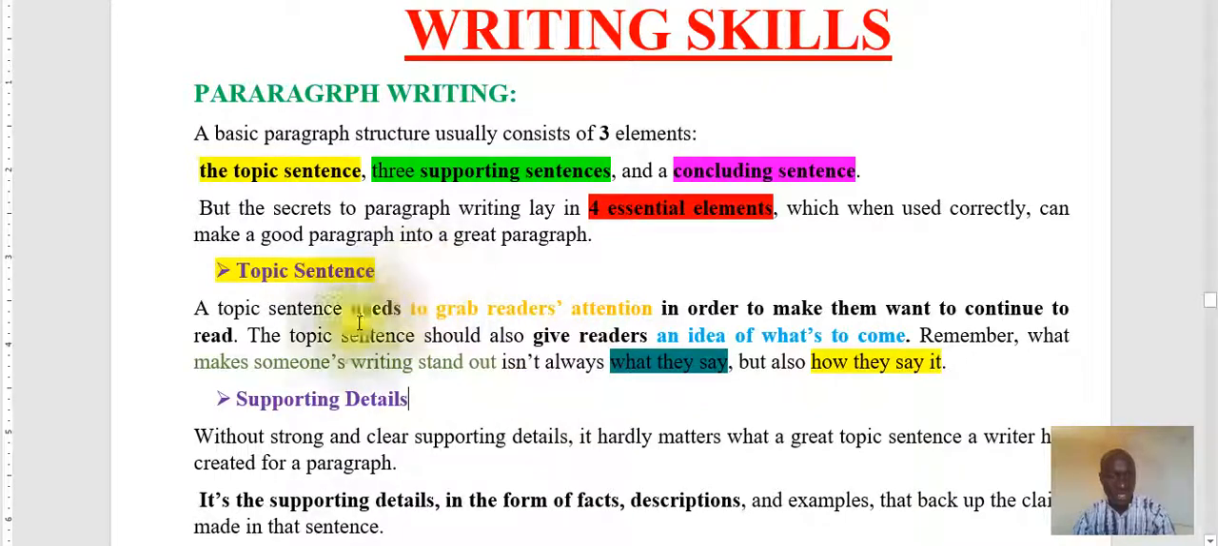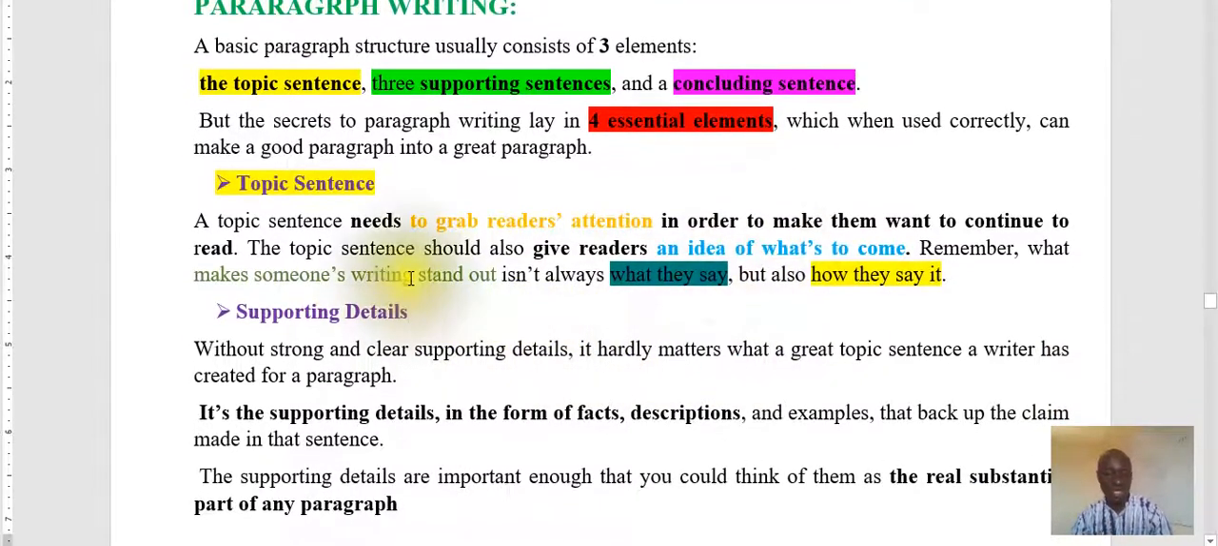Topic sentence: a topic sentence needs to grab the reader's attention in order to make them want to continue to read. The topic sentence should also give readers an idea of what's to come. Remember, what makes someone's writing stand out isn't always what they say, but also how they say it. This is very important in the topic sentence. Okay, let's go ahead with the supporting details.